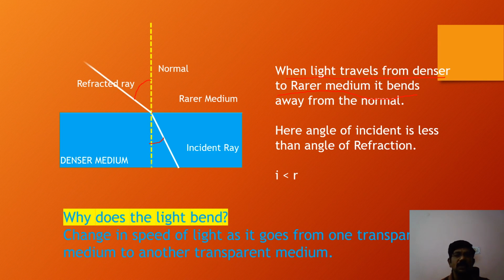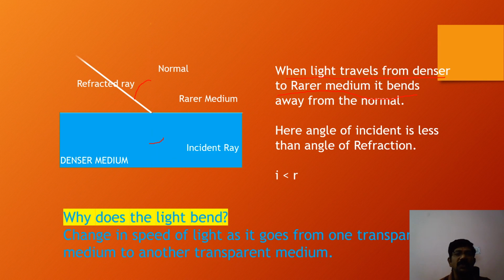What is the reason behind the bending of light? The only reason is, as I told you earlier, light travels in a straight line as long as there is no change in the medium. As long as it travels in the same medium, there is no change in its speed. The change in speed of light as it goes from one transparent medium to another transparent medium is the reason for bending of light rays. So this bending of light rays is known as refraction. What do we call it? Refraction.